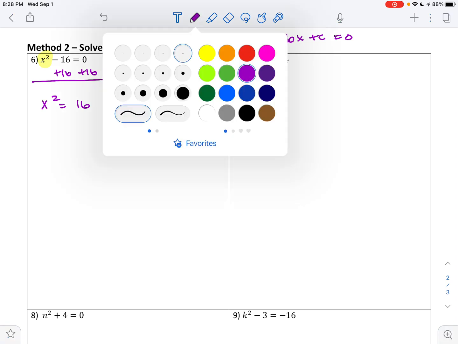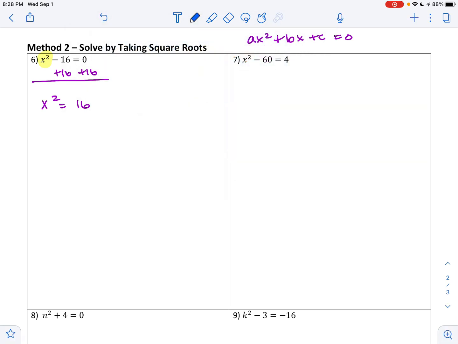In Algebra 1, you learned that you can undo a square by taking a square root. So I'm going to take the square root of both sides. The square root undoes the square, and that leaves me with x. And then the square root of 16 is plus or minus 4. You need to make sure that you have the plus or minus. This means that we have two answers. Our answers are x equals positive 4 and x equals negative 4.